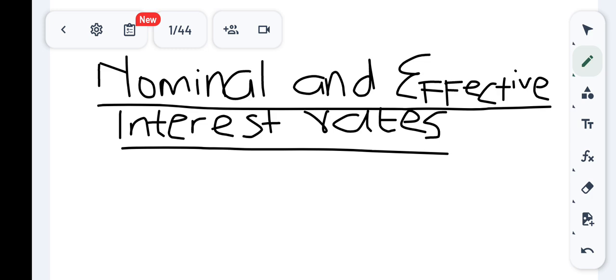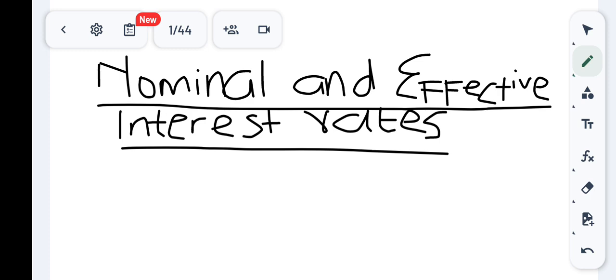And then effective interest rate is the one that tells you, or that shows you, how much you will actually get. Okay, nominal is just advertising, and then effective is the interest rate that tells you the amount that you will actually get or earn.